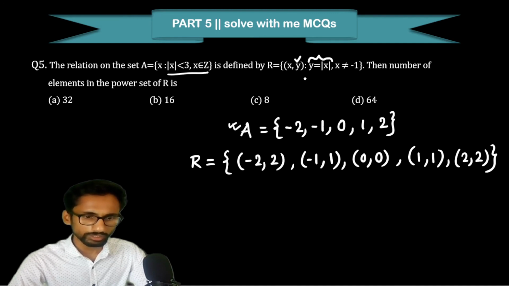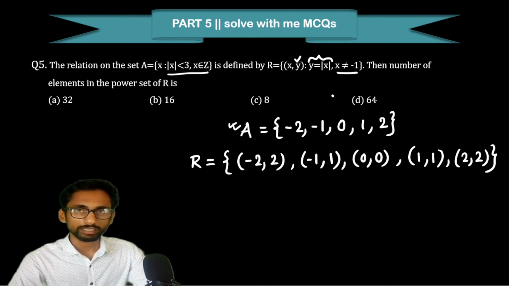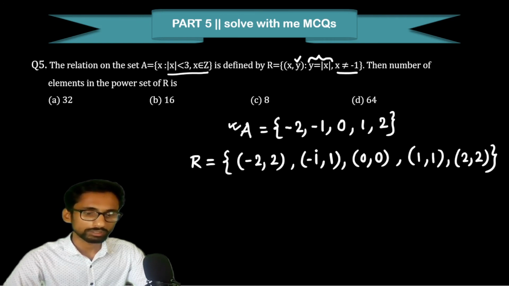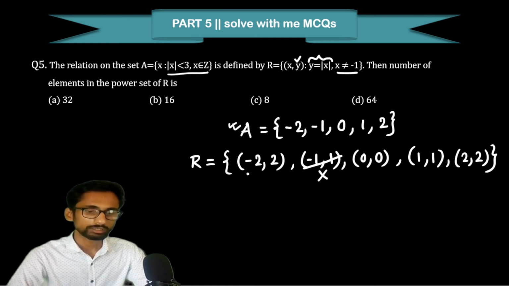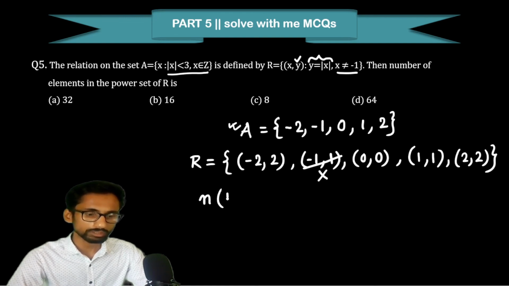But along with the definition, there is a condition that x can't be equal to -1. That means this ordered pair can't be a part of the given relation. So we need to remove this element. So in total, the cardinal number of this relation R is 4.